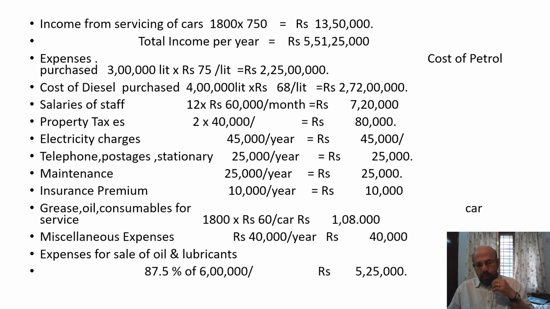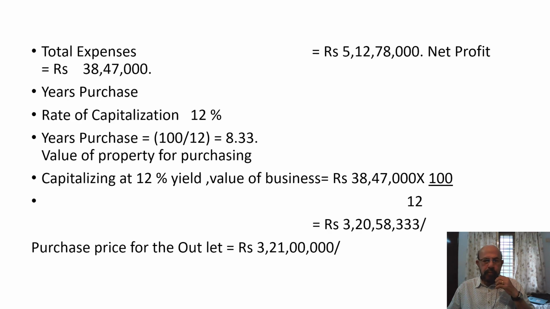Miscellaneous expenses rupees 40,000. Expenses for sale of lubricants is equal to 6 lakhs into 87.5%, that is equal to 5 lakhs 25,000. Total expenses is 5 crores 12 lakhs 78,000. So net profit is equal to rupees 38 lakhs 47,000.